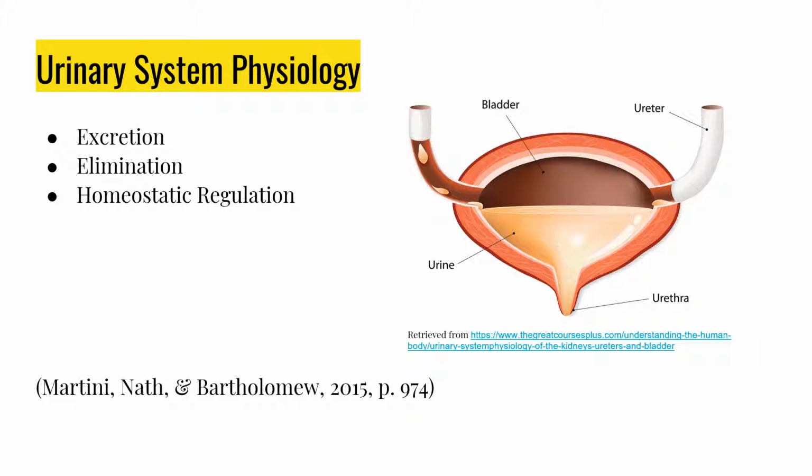So this here is just a basic physiology of the urinary system. The urinary system has three major functions, which is excretion, the removal of organic waste products from body fluids, elimination, the discharge of these waste products into the environment, and homeostatic regulation of the volume and solute concentrations of the blood. So examples of this homeostatic regulation is the regulation of the blood pressure, regulating sodium and potassium concentrations, stabilization of the body's pH, conservation of nutrients, and assisting the liver with detoxification.